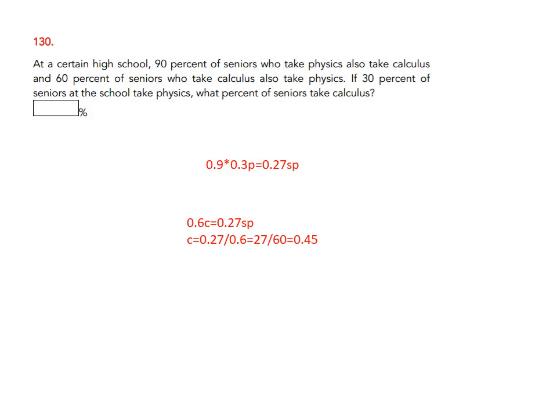Now we need to find out what percent of seniors take calculus. So C, that is calculus, equals 0.27 divided by 0.6. So we get 0.45. We need to express it as a percentage. So we get 45% of seniors who took calculus.